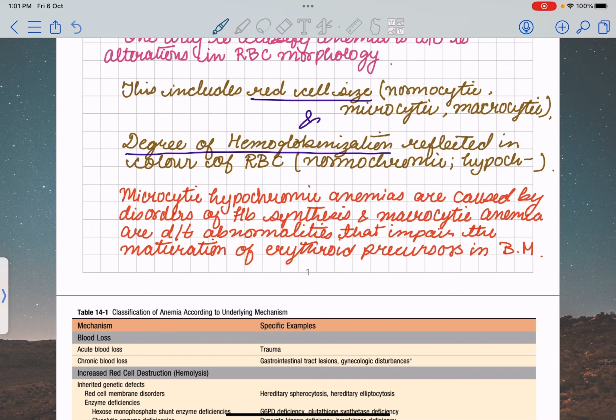Microcytic hypochromic anemias, microcytic meaning small, and hypochromic, not as concentrated with hemoglobin as they should be, are caused by disorders of hemoglobin synthesis. And macrocytic anemias are due to abnormalities that impair the maturation of erythroid precursors. So microcytic hypochromic anemias deal with disorders of hemoglobin synthesis. The problem is with the hemoglobin synthesis, so you will see the hemoglobin pathway. And macrocytic anemias are due to abnormalities that impair the maturation of erythroid precursors in bone marrow.